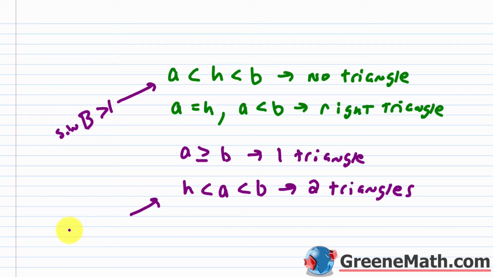Here, when you try to find the sine of B, it's going to be greater than 0 and less than 1. So this guy is going to give you your two triangles. This guy gives you your no triangle. So it's important to understand that.